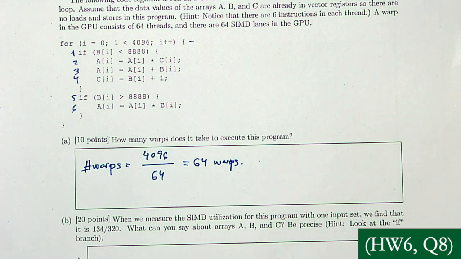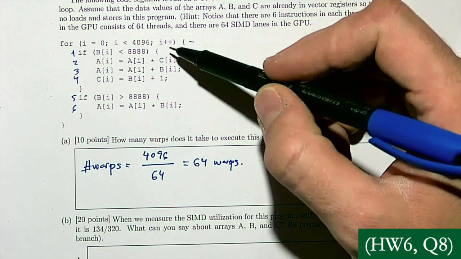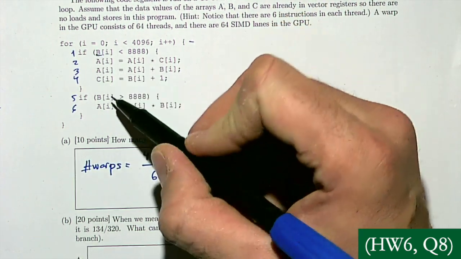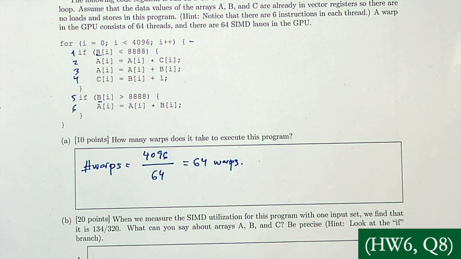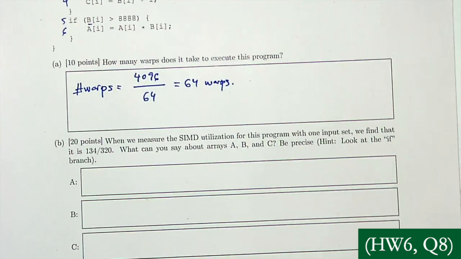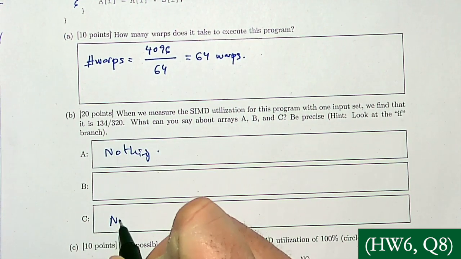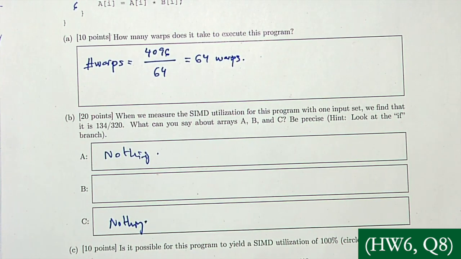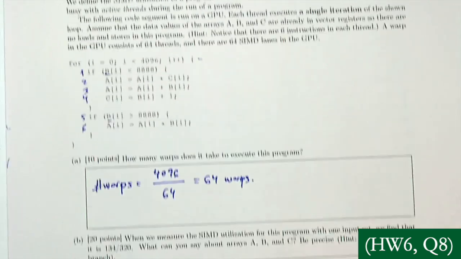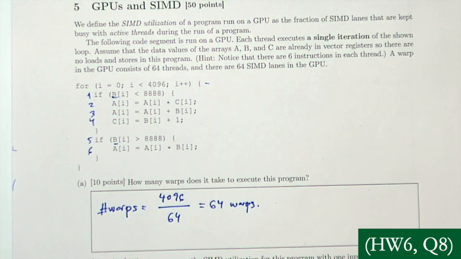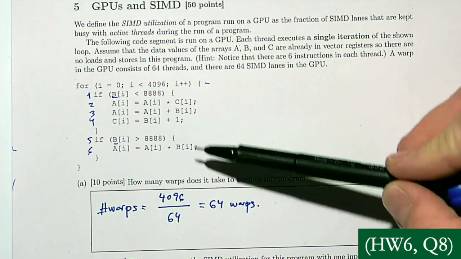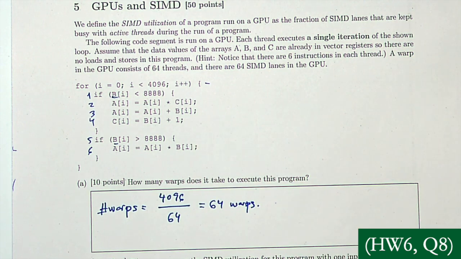As you can see, the only important thing to keep in mind are the if statements, and in the if statements the only thing we have is B[i]. So A and C don't have any influence on the actual path of execution. We can say nothing about A, and we can say nothing about C. But about B, we can say many things. Depending on the particular value of B, each thread will go through this if statement, or this if, or none of them. Why is that? Because there are 3 possible values that are important for B[i].